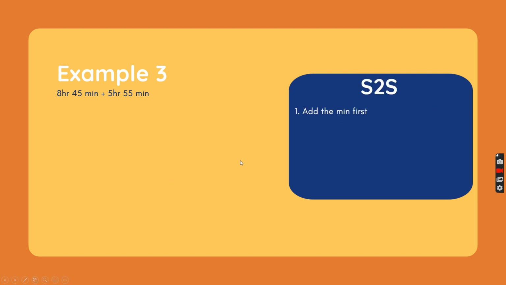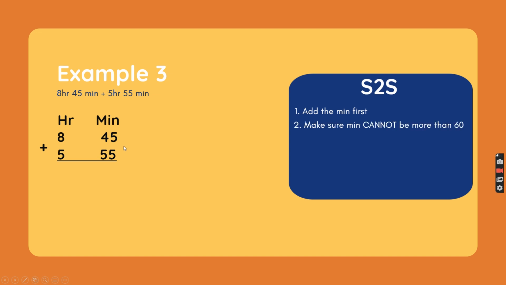Our S2S right here. First is we're going to add the minute first, rewrite it in column form. So we have 8 hours 45 minutes plus 5 hours 55 minutes. So let's focus on this side first. So 5 plus 5 gives us 10. 0 down here, and then we're going to write down 1 up here. So 1 plus 4 gives us 5. 5 plus 5 gives us 10. So the answer is 100.